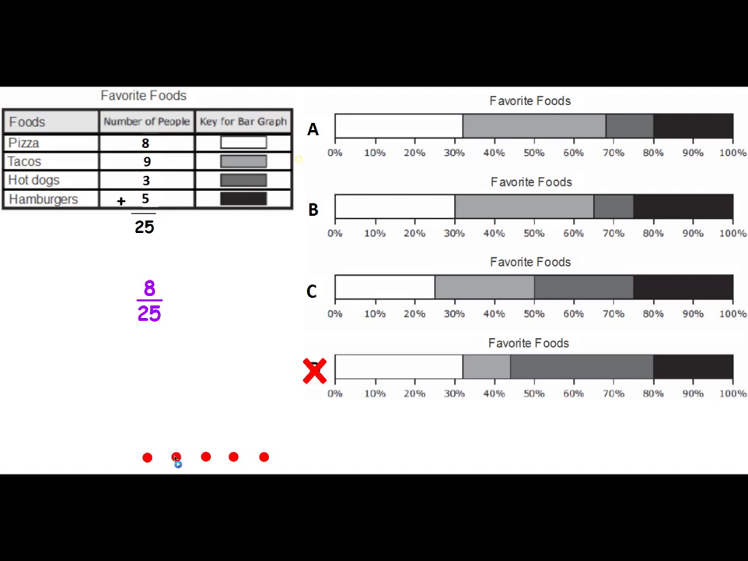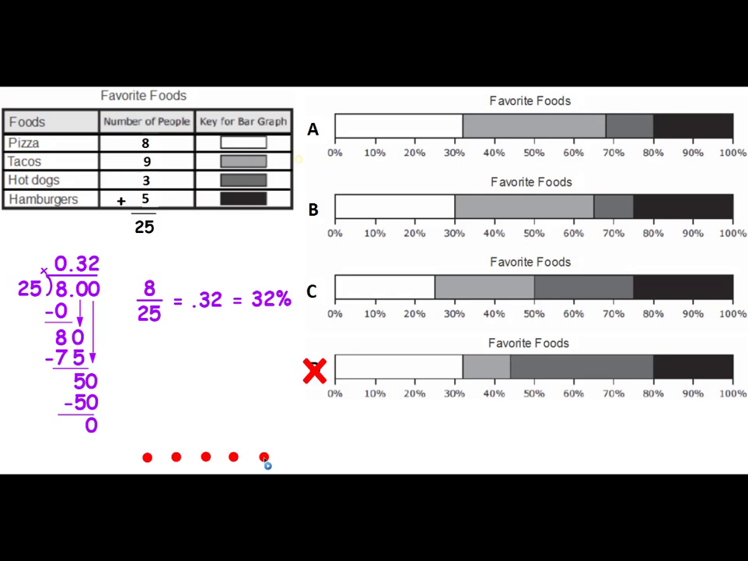And the next thing that I'm going to do to change that fraction to a percent is I'm going to divide it. So it's top in and bottom out. And I can see that when I divide 8 25ths, it equals 32 hundredths or 0.32. And then to change that decimal to a percent, I move the decimal point 2 spaces to the right. So 0.32 is 32%.